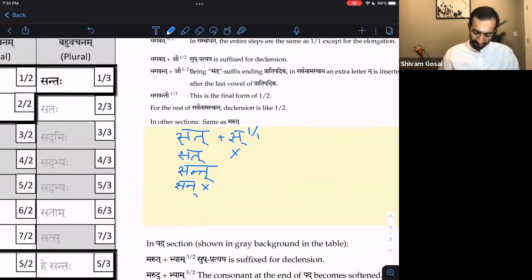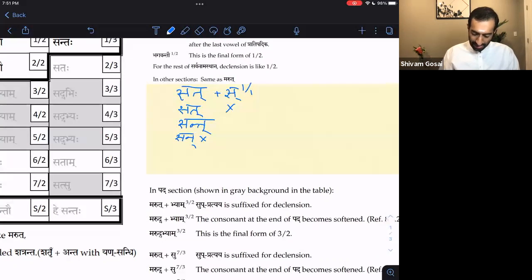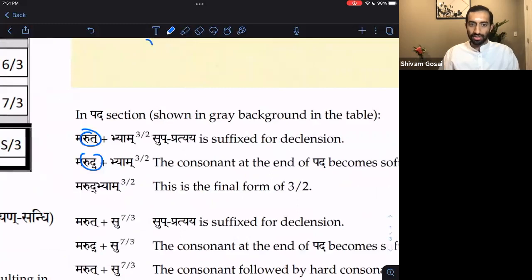Okay, the rest is like Marut, meaning that this takara becomes dakara, just like marud. Marud, bhyam, marud, bhyam, bhih. Right? Similar here, we have sad, bhyam, sad, bhih.